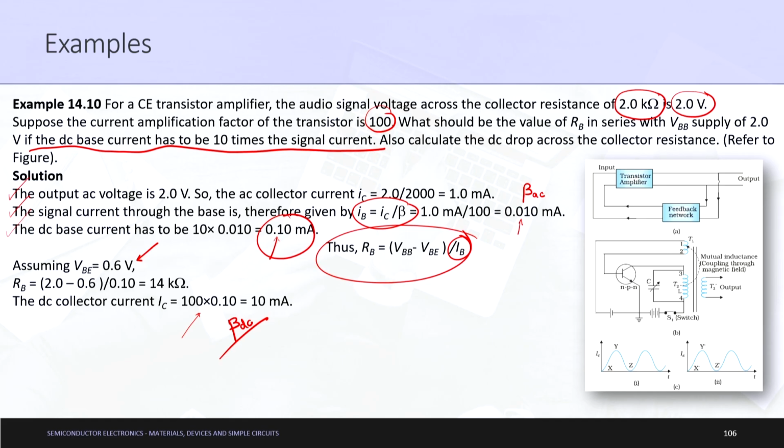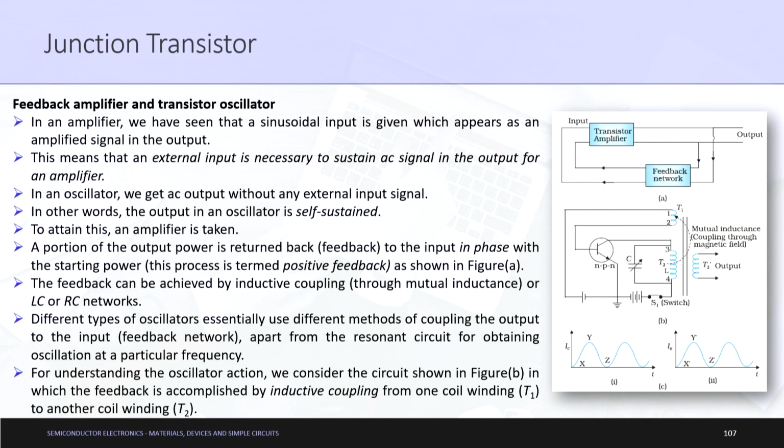Let us move on to the final concept of junction transistors, which is basically the feedback amplifier and transistor oscillator. Before understanding this complete concept, first of all let us understand what is meant by a feedback amplifier and what is the meaning of a transistor oscillator.